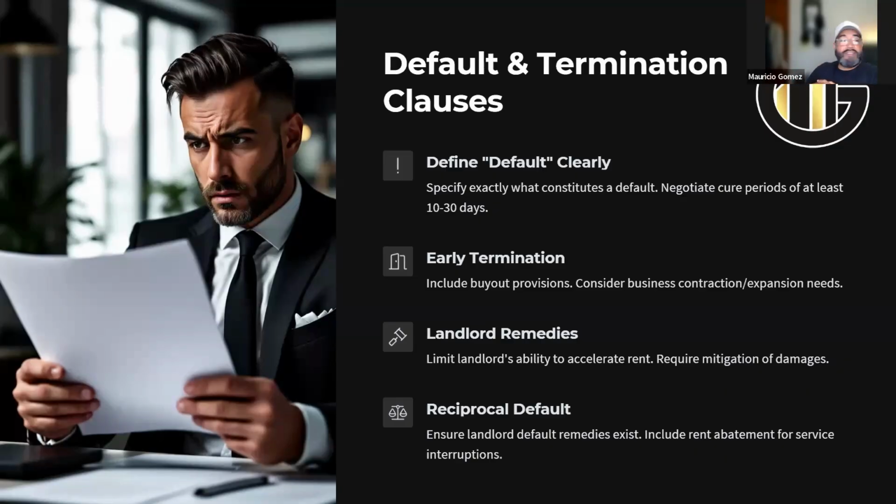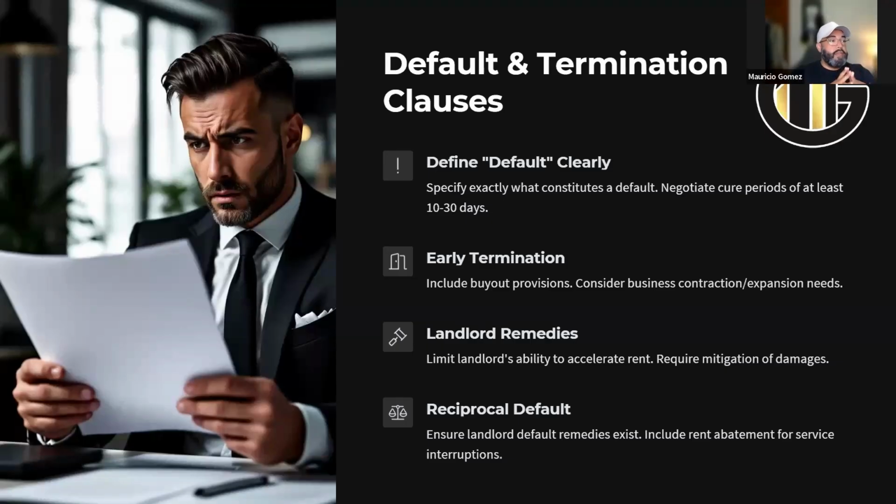But again, representing the tenant, you have to look out for those things and be able to say, that's too much. Like, you cannot accelerate the rent. What does that mean? It means if you default or there's a breach of contract, the landlord can say, you owe me 24 months worth of rent right now, or I'm taking you to court. So you want to be able to limit those things that the landlord wants to do to remedy or recover funds or whatever it is. You've got to be very careful on how you're mitigating those damages, and especially if you're representing the tenant, right?